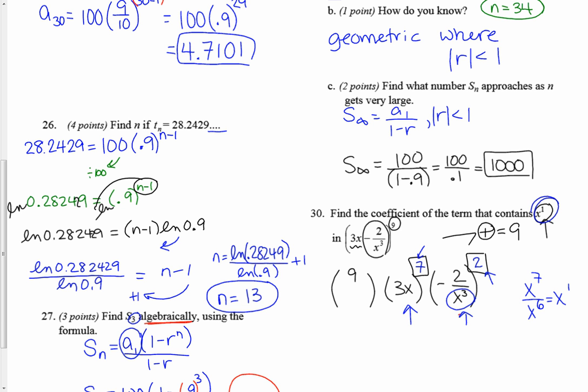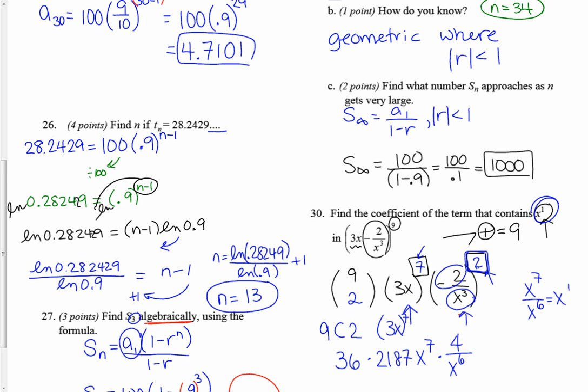Remember, whatever I put in this place, that's what has to go on the bottom of my combination. So I'm going to have 9C2, which I can do in my calculator. 9C2 is 36. I'm going to have 3x to the 7th power. So I need to do the 3 to the 7th in my calculator, which is 2,187. And then the x was also to the 7th. For my last fractional term, I have negative 2 squared, which would be positive 4, and then I have x cubed squared, which would be x to the 6th.